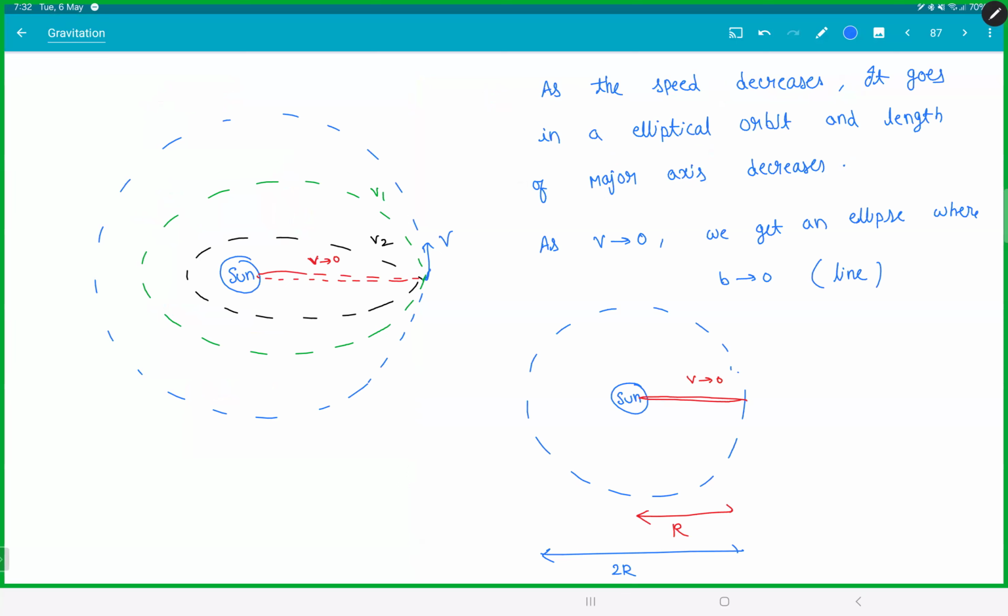You'll take the distance to be x, GMm by x squared, and then mv squared by r, and all that stuff, and then you can integrate. Clear with this, everyone? Yeah.